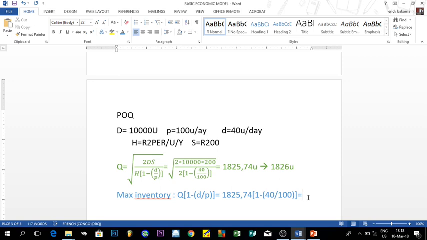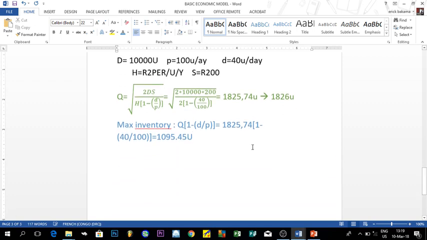Now in this case here, we get 1825.74 that we multiply by 1 minus, you open the bracket, 40 divided by 100, and then close. Now the value that you get is an approximate value of 1095.45 units. Remember this was an inventory. So let me check again, 1825.74 that we multiply by 1 minus 40 divided by 100. So whatever we get here is the maximum inventory.